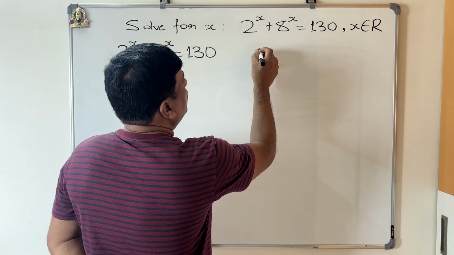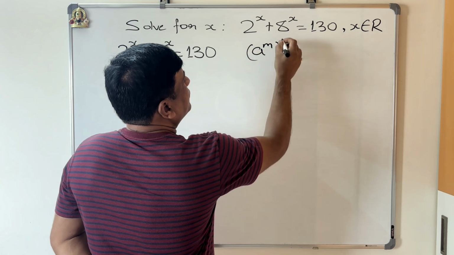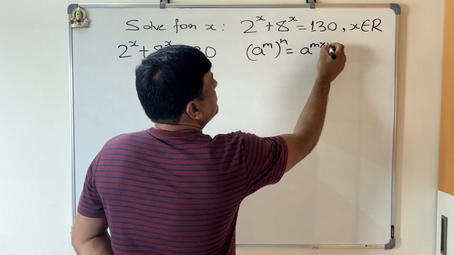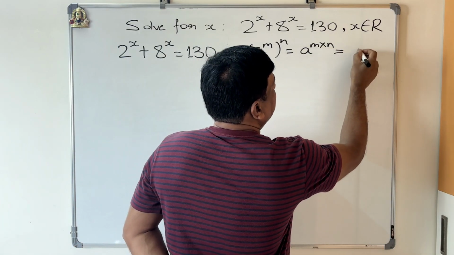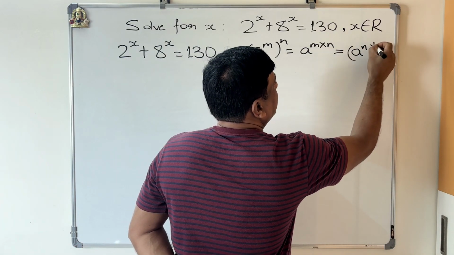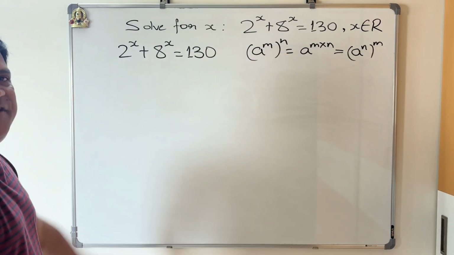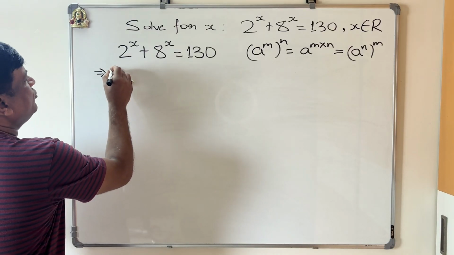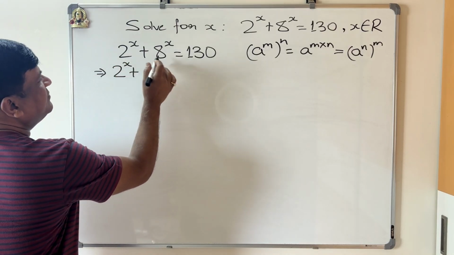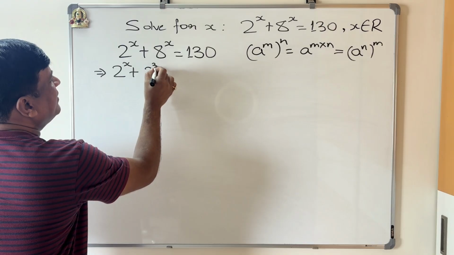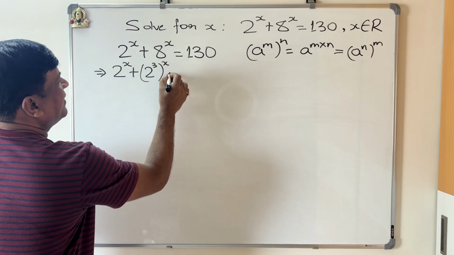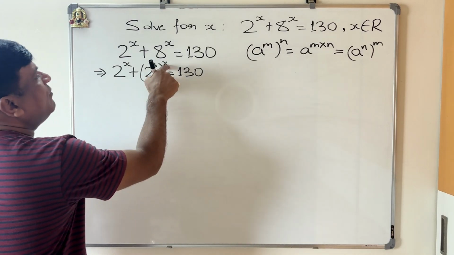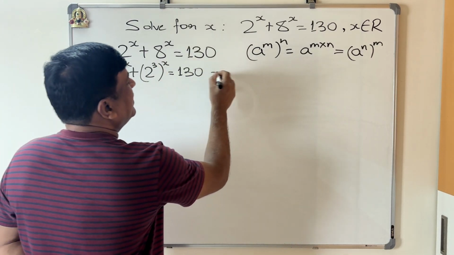So I'm going to use the rule of indices. We know that a to the power m to the power n is equal to a to the power m times n, or I can write it as a to the power n times m. I can interchange the powers like that. So I'm going to do the same thing over here. Let's see. So you have 2 to the power x plus this 8, I'm going to write it as 2 to the power 3 times x is equal to 130.